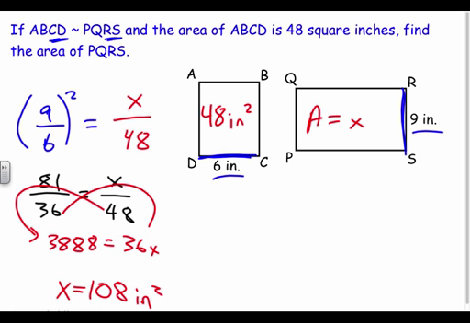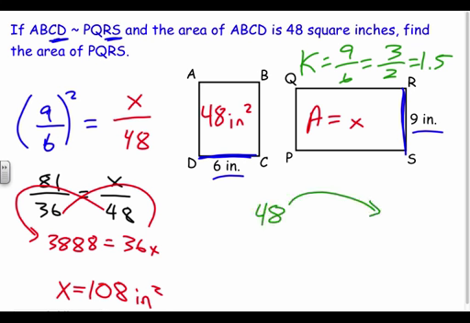The other way to do it is, well, what is our scale factor? New over the old, those sides correspond, which is really 3 over 2, which I can say is 1.5. And so to find the new area, we take the old area and multiply by the scale factor squared. So I'm going to take 1.5 squared and then multiply it by the old area of 48. And I also get 108 inches squared. So both ways actually work out.